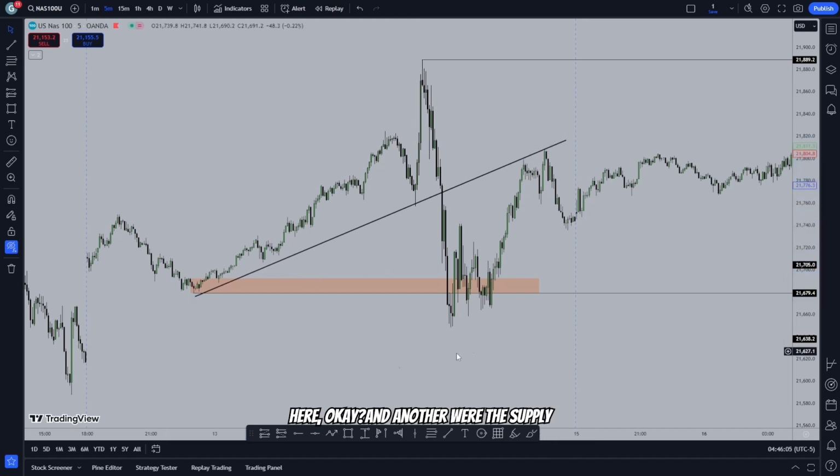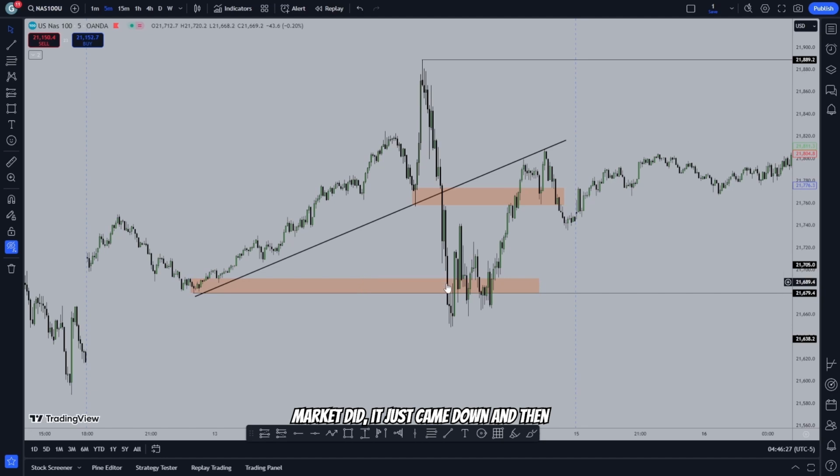Okay, and another one were the supply and demand players. Okay, and break and retest. So this was the break and retest guys over here. Okay, so they took a sell over here, but their stop loss also got hit, and there was this demand zone over here. So people took a buy at the start of this demand zone, and their stop loss will be a little bit below over here.